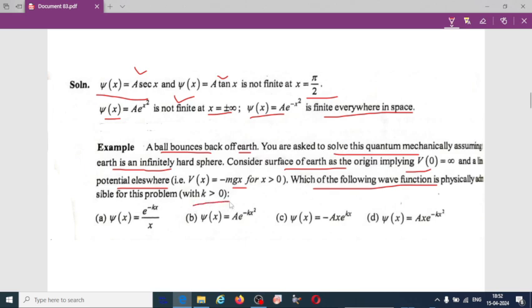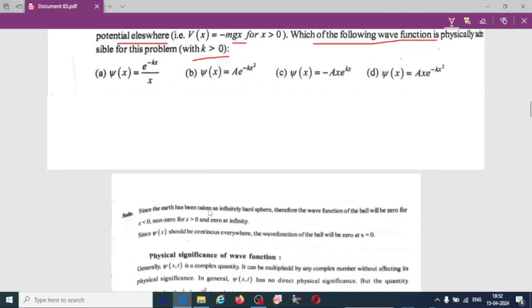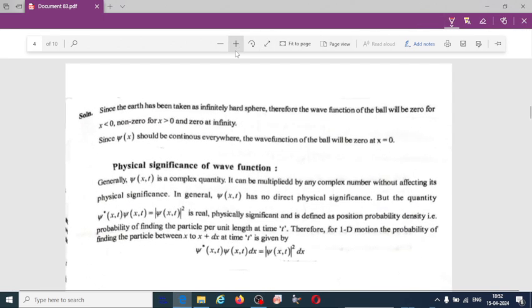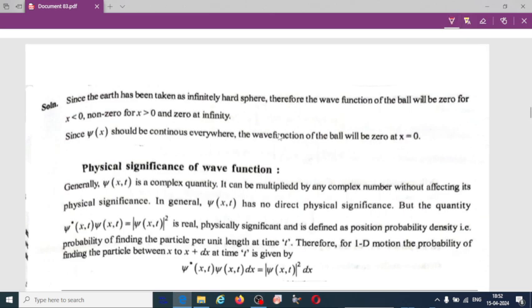Here is the condition, k must be greater than 0. Here four options have been given. So let us solve this one. Since the earth has been taken as an infinitely hard sphere, therefore the wave function of the ball will be 0 for x less than 0 and non-zero for x greater than 0 and 0 at infinity.